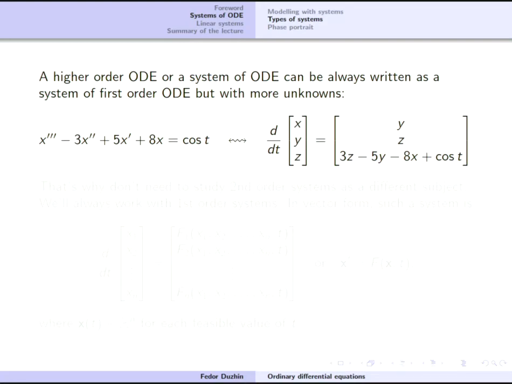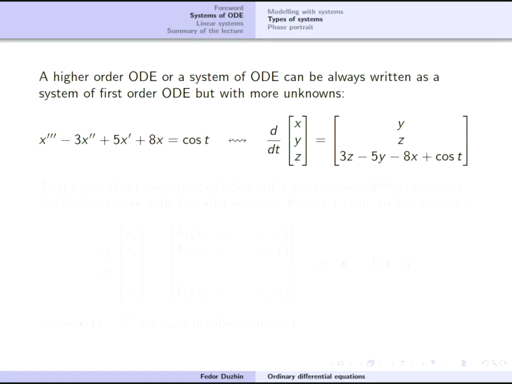A higher order differential equation or a system of higher order differential equations can always be converted to a system of first order differential equations, but with some extra unknowns. So whenever you introduce one more unknown, you can reduce the order of the system by one. For example, and it's very simple.